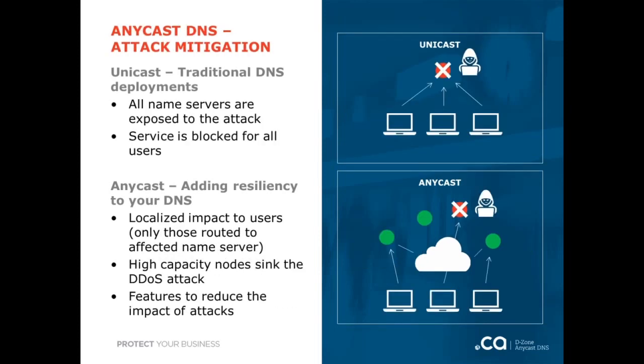If we look at it in an attack scenario, in a traditional DNS deployment, all the name servers are exposed to the attack, and the service becomes blocked for all legitimate users, including legitimate queries. With Anycast, you add resiliency to your DNS because the attacks get localized to the closest name server. Because they're high-capacity nodes, or if they've been configured that way, they can sink that attack and leave the others up to answer legitimate queries.